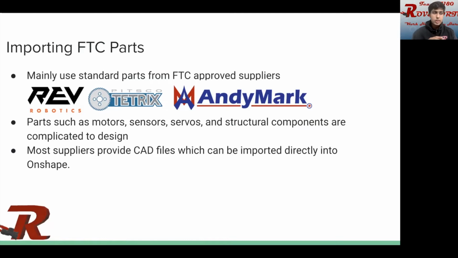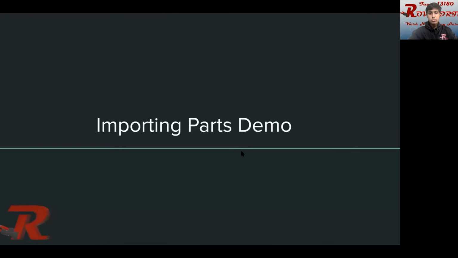So these would be like motor files, sensors, servos, structural components. Almost all of these will have CAD files that you can simply download and import into Onshape. This way you don't have to waste your time designing specific parts that are pretty easy to just download and are actually quite hard to design. So now I'll show you how to import some parts.